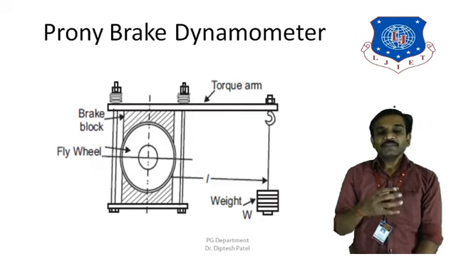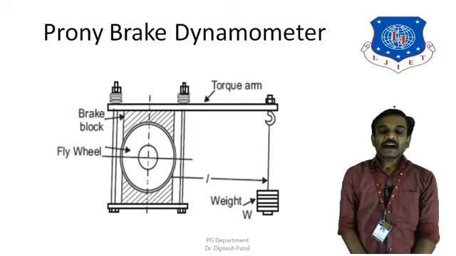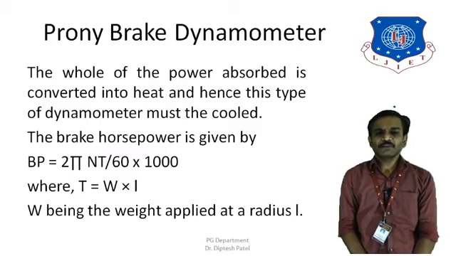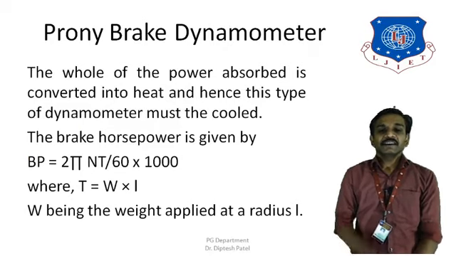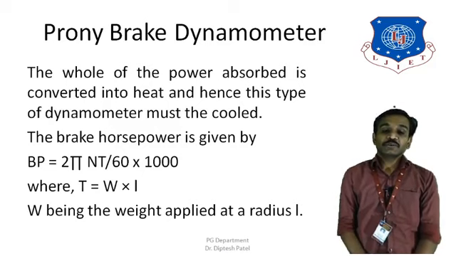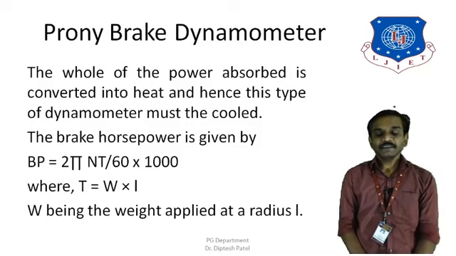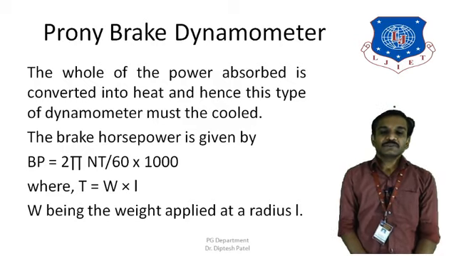Now once it starts, these wooden blocks create the resistance and try to stop the flywheel, and because of that, the overall power generated in the engine is converted into friction and into heat. Therefore it is also inevitable to provide a proper cooling system to reduce the temperature of the flywheel. So a water cooling system in the internal rim of the dynamometer is used to provide the cooling.